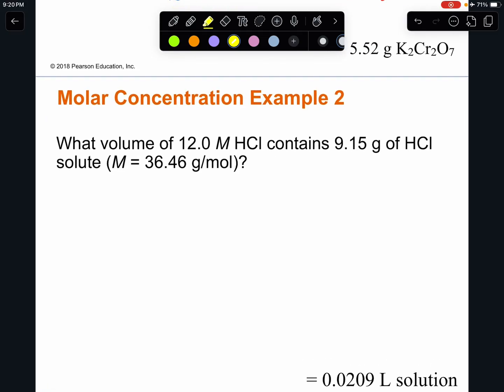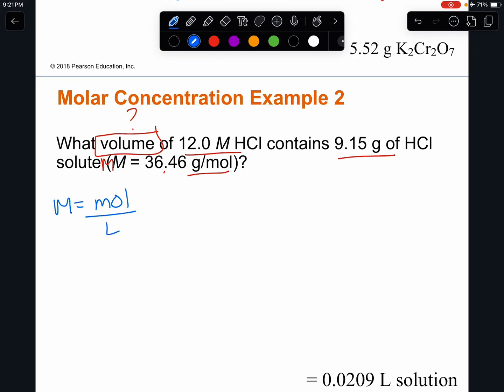Now we're going to go ahead and do another example here, kind of looking at another variable. So we have what volume of 12 molar HCl contains this many grams of HCl. And I actually gave you the molar mass here. And to be honest, I'm going to be writing mm for molar mass, even though the unit does tell you what that is. So I'm going to go ahead and start off with my equation just to kind of give me a goal. And I'm looking for volume, so I'm looking for that. Okay, volume is liters. So I'm going to go ahead and fill this in with 12 molarity equals.